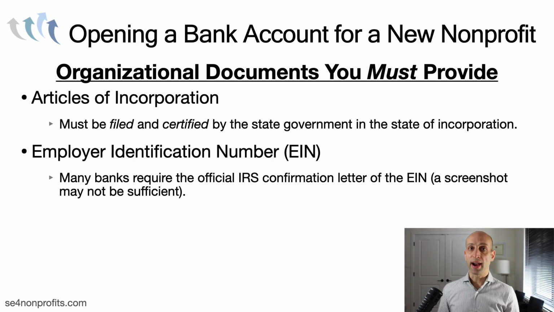For this reason, what I recommend is to have an officer of the organization submit the application for an EIN online at the IRS website and be ready to download the IRS confirmation letter in PDF format at the end of this process. But do make sure that you're using the actual IRS website and not some third-party website. The easiest way to do this is to go to irs.gov and put EIN in the search bar, and that should get you to the right place.